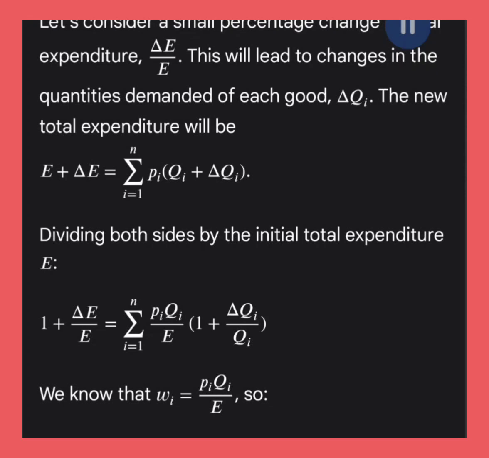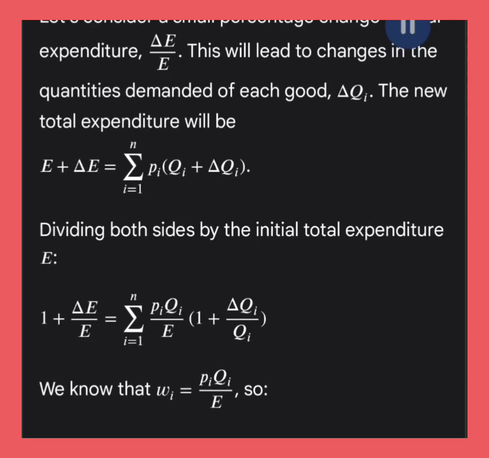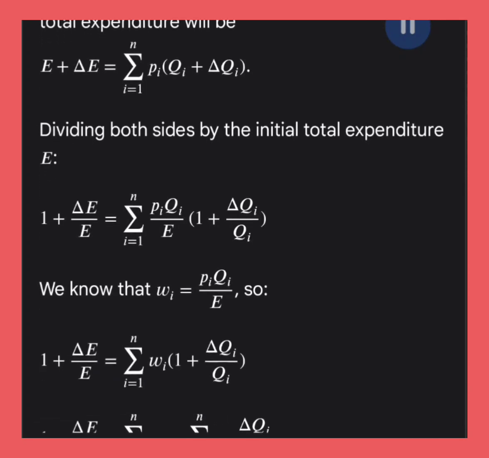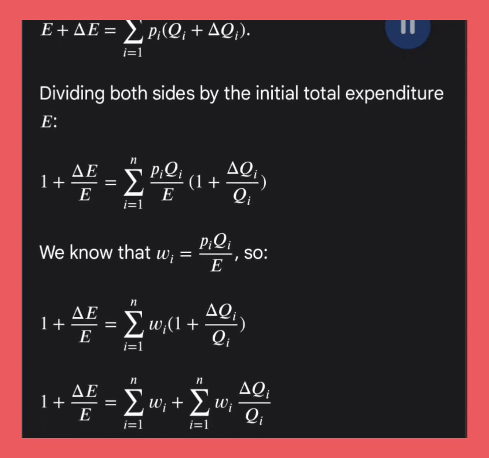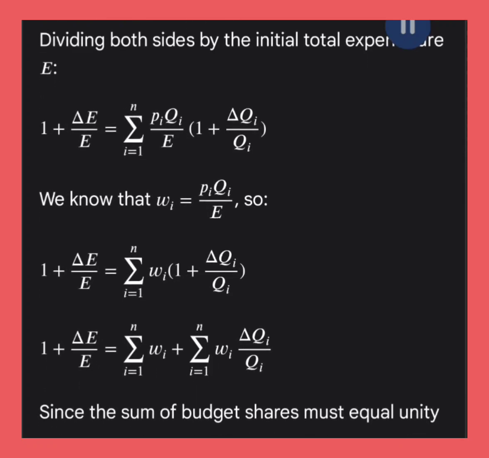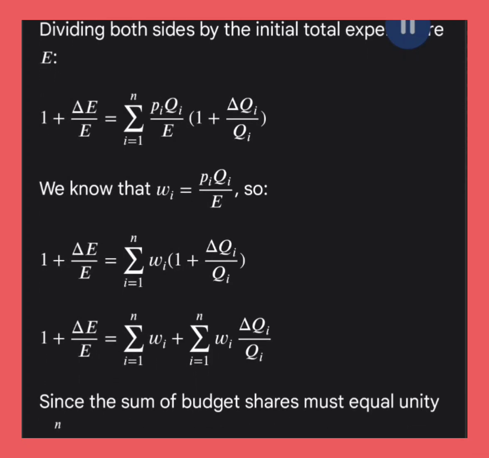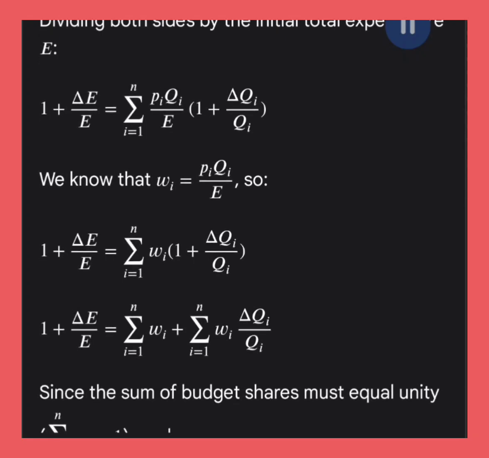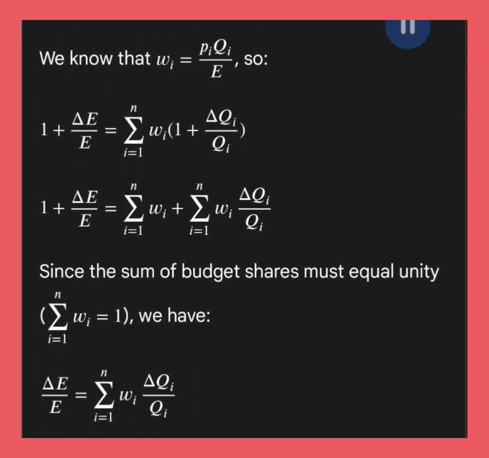We know that $W_i$ equals $\frac{P_i Q_i}{E}$. So, since the sum of budget shares must equal unity, $\sum_{i=1}^{n} W_i = 1$, we have the following. Now let's multiply and divide each term on the right hand side by $\Delta E$. Dividing both sides by $\Delta E$, assuming $\Delta E \neq 0$.